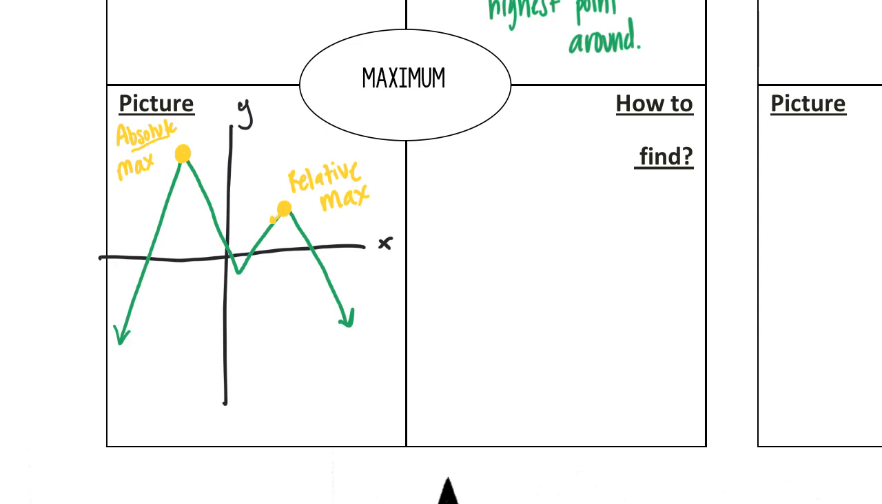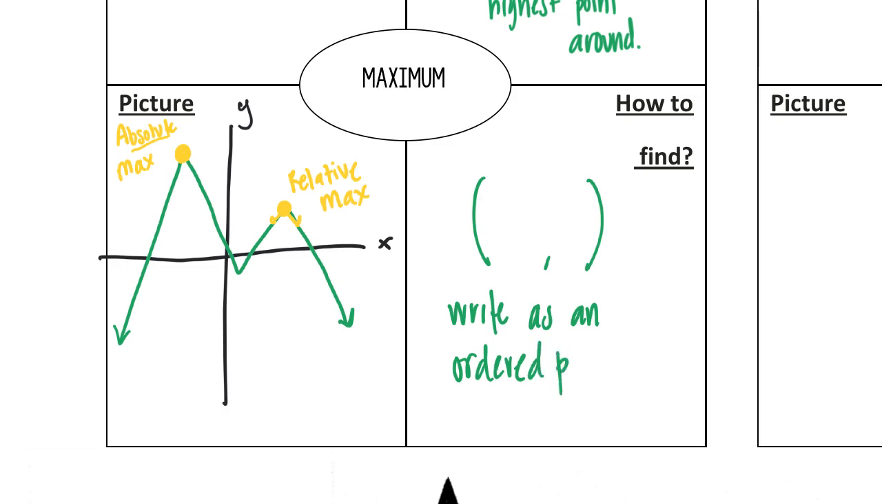It looks to its left, it looks to its right, the points around it are lower than it, so that makes it a relative maximum. But it is not the highest point on the graph. And then when you write it as an ordered pair, so you write it as an ordered pair. We'll practice that in a minute.